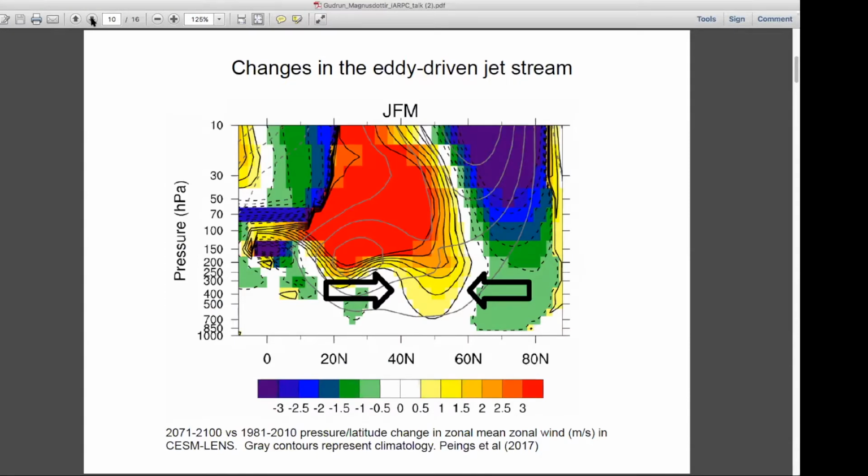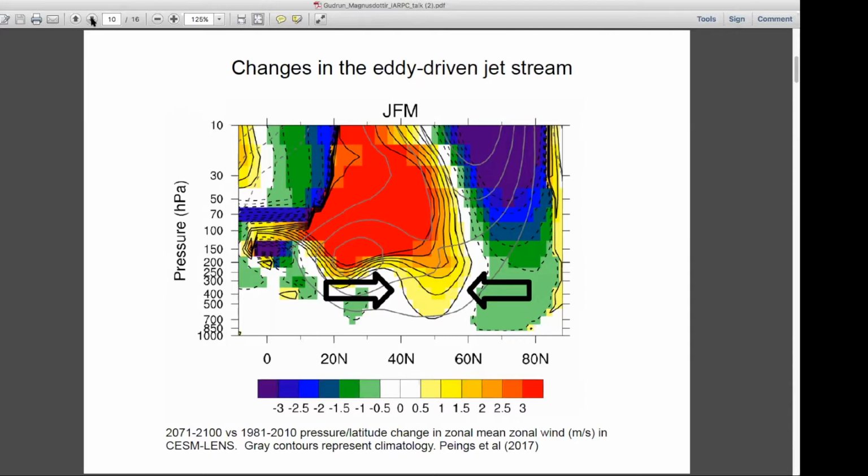So this shows the zonal mean westerlies in a latitude-height cross section. This is the average difference between the end of the century and the beginning of the century in color shading, and the climatological flow is shown in gray contours. As you can see, what is happening at the end of the century is a squeezing of the eddy-driven jet. It's being squeezed from both sides and actually getting stronger in the core.